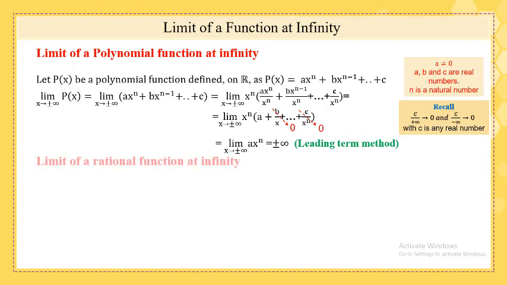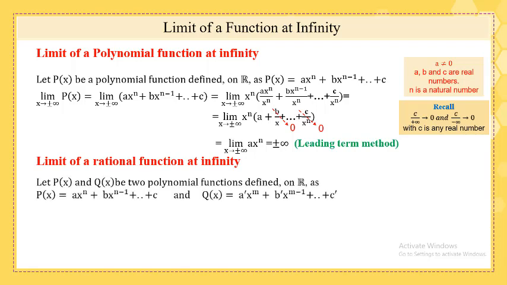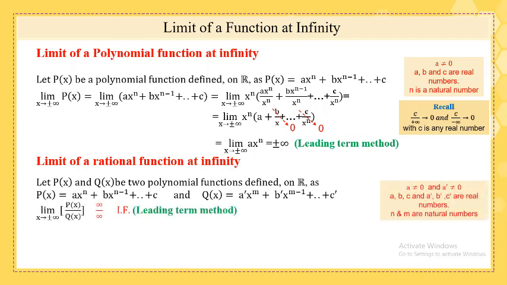Similarly, we need now to find the limit of a rational function at infinity. P of x and Q of x are two given polynomials. To find the limit of the ratio of P(x) over Q(x) as x tends to plus or minus infinity, we consider their leading terms. The limit will be equal to a x^n over a prime x^m. This limit can be one out of three cases. It's equal to a over a prime if the highest power of P is equal to the highest power of Q. It's equal to 0 if the highest power of P is less than that of Q. It's equal to plus or minus infinity if the highest power of P is greater than that of Q.